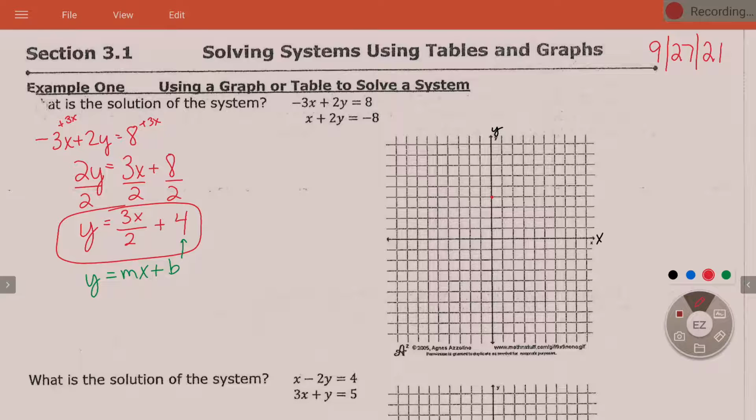Now, what else do I do? Find slope with 3x over 2. Okay, so slope is the 3 over 2. What's our phrase for slope? Rise over run. Does that sound familiar?